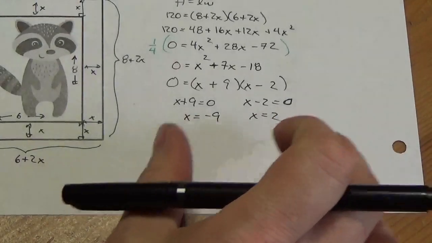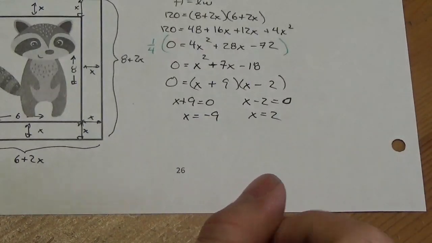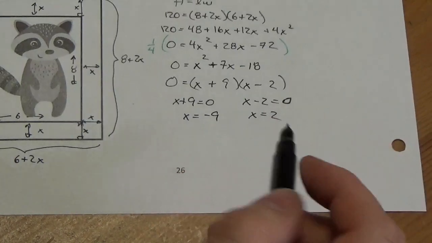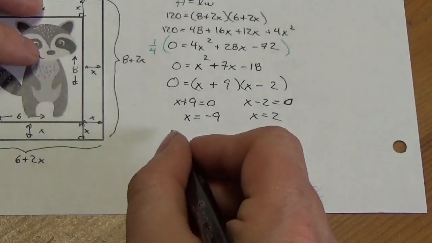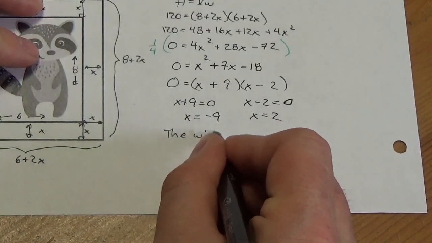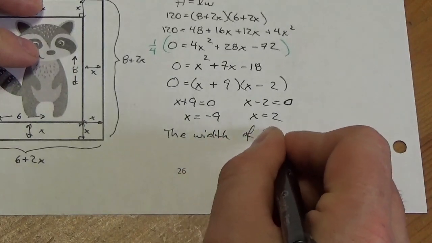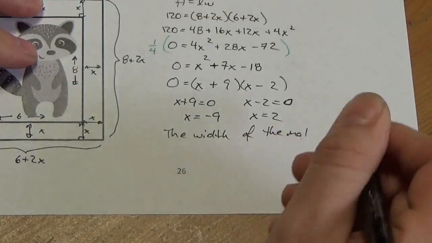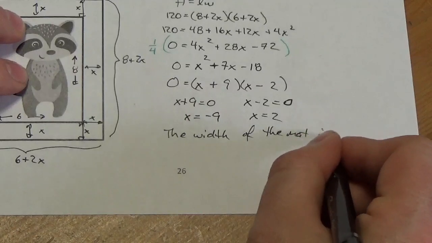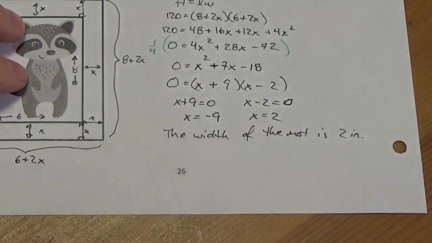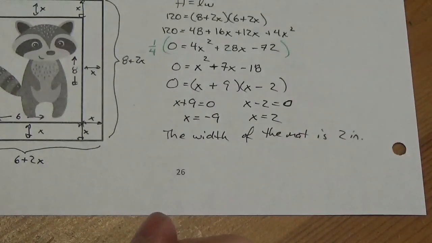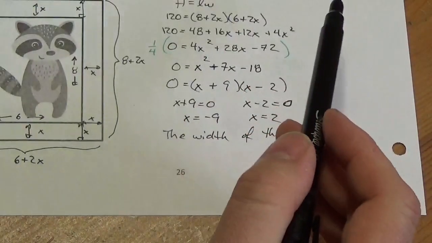Now, between those two, I think it probably makes sense that the answer can't be negative 9. So the width of the mat is 2 inches. And that's the solution to our problem. Now, I know it said here to the nearest tenth of an inch.